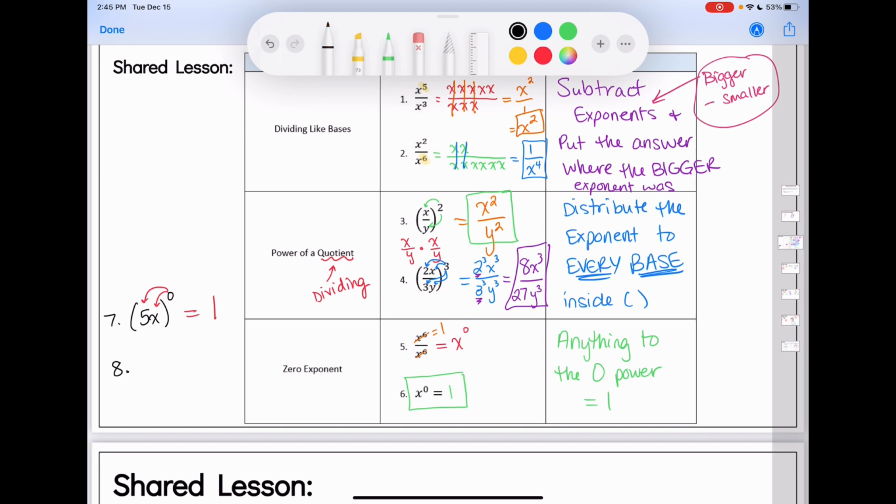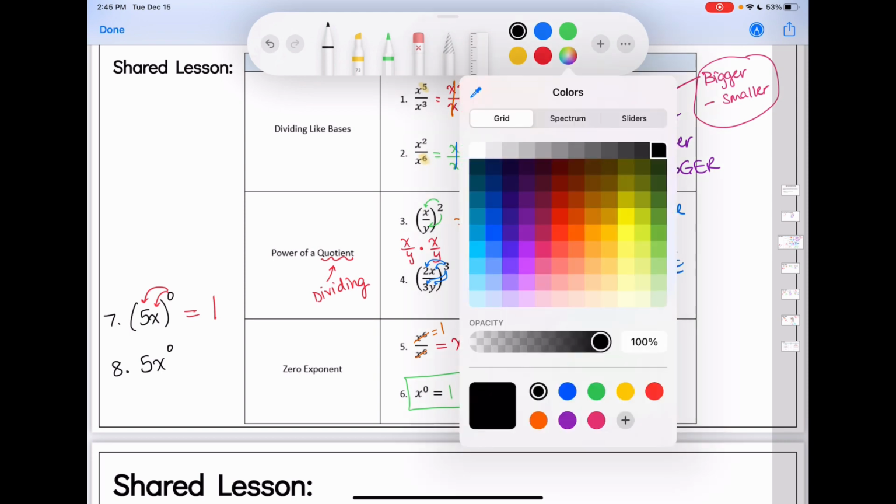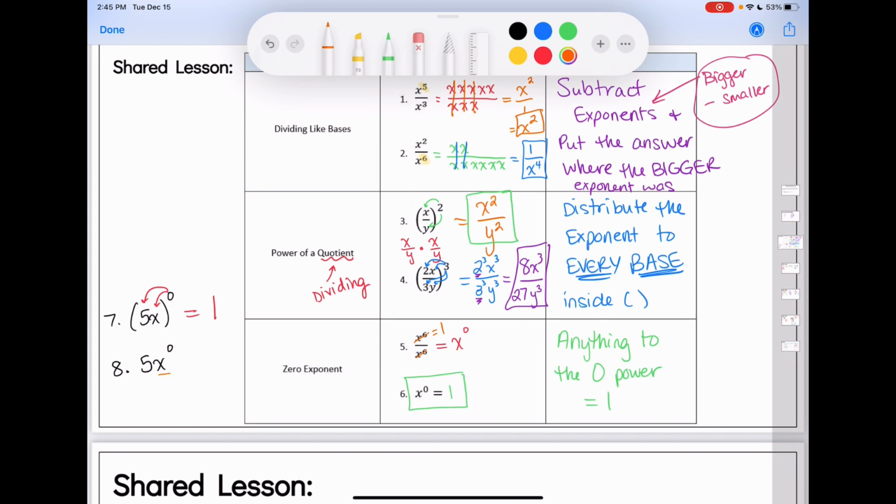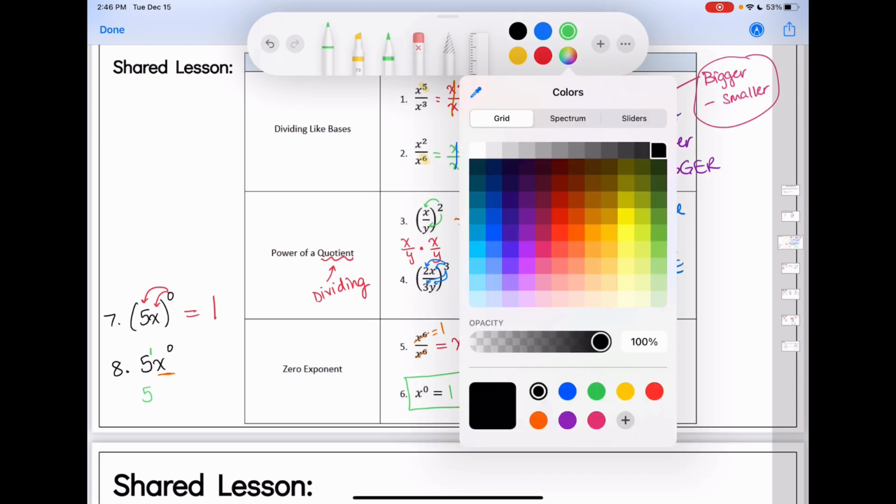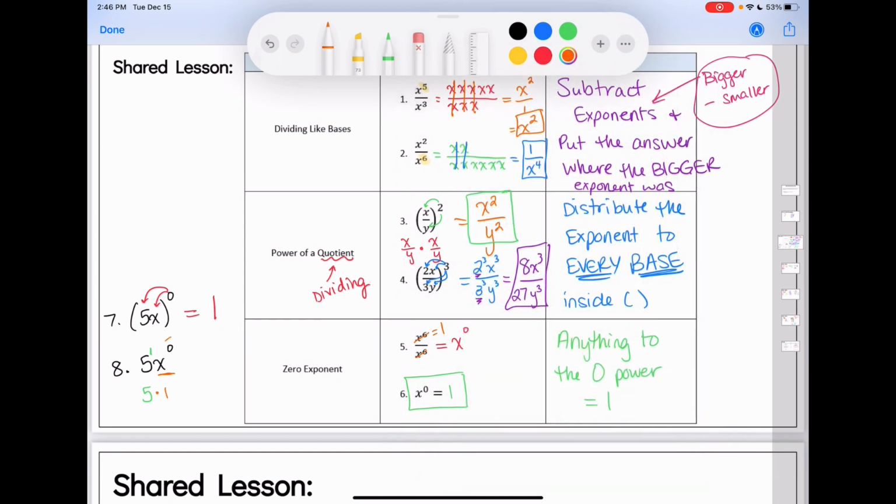But the tricky part is sometimes I have things that look like this: 5x to the 0 power with no parentheses, right? And so when I have 5x to the 0 power with no parentheses, what that really means is the x has the exponent of 0, but the 5 doesn't. That 0 doesn't get distributed. The 5 has that invisible exponent of 1. So this is really like 5 times 1, because the only thing that has the 0 exponent is the x. And 5 times 1 would equal 5.